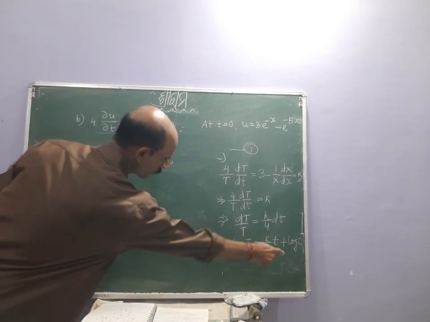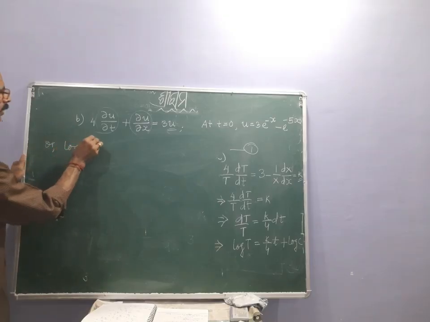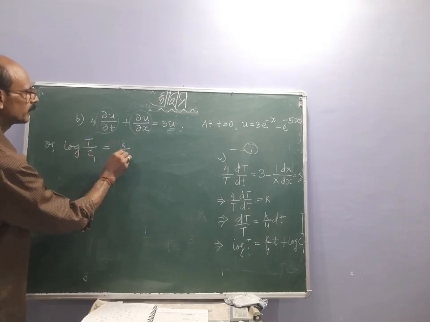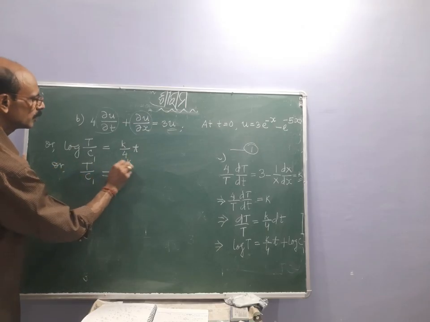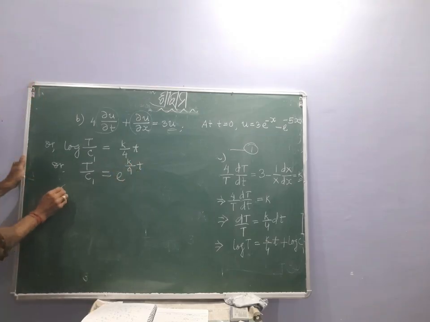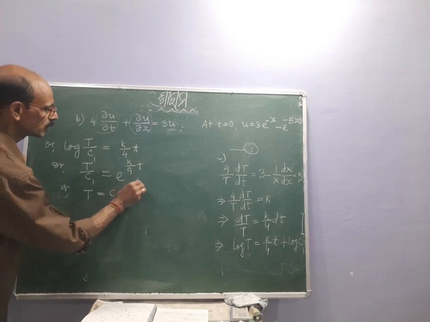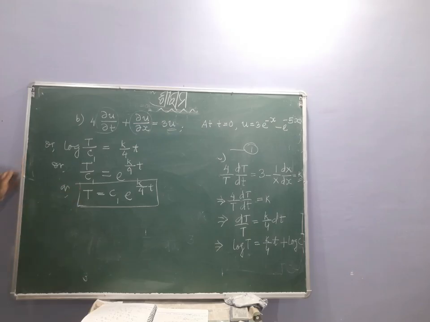Now bringing log c1 this side and using the formula log a minus log b is equal to log a by b, we get log T by c1 is equal to k by 4t, or T by c1 is equal to exponential k by 4t, or T is equal to c1 into exponential k by 4t. We obtained capital T in terms of small t.